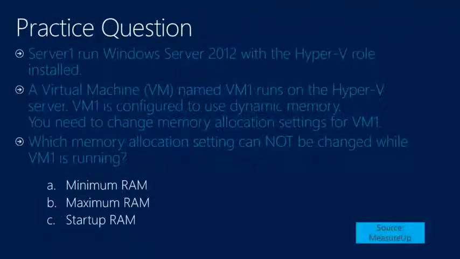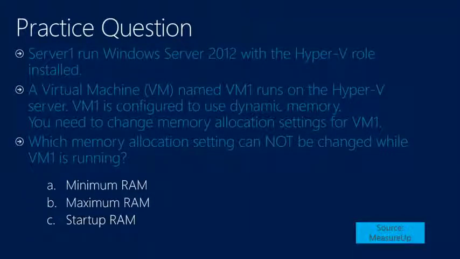I'll ask one more practice question. A server runs Windows Server 2012 with the Hyper-V role installed. A virtual machine named VM1 runs on the Hyper-V server. VM1 is configured to use dynamic memory. You need to change memory allocation settings for VM1. Which memory allocation setting cannot be changed while the VM is running? Anybody know this one? Right off the bat?